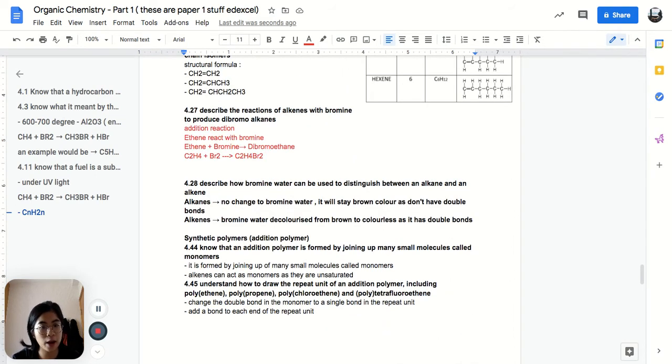So 4.28, describe how bromine water can be used to distinguish between an alkane and alkene. This is an experiment that you would probably do when you're learning this topic.